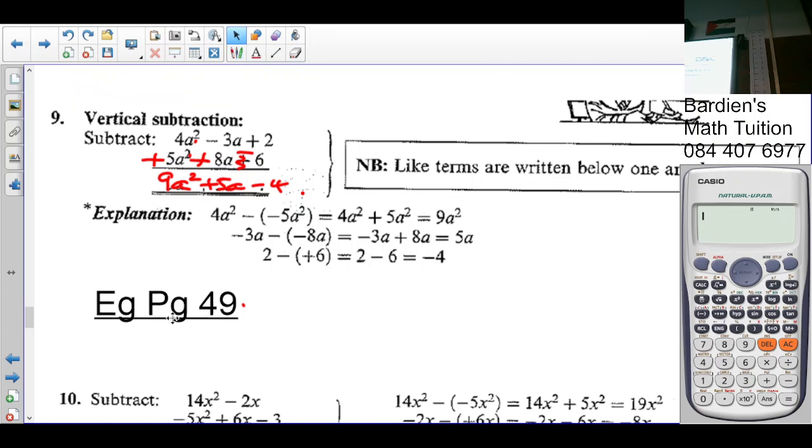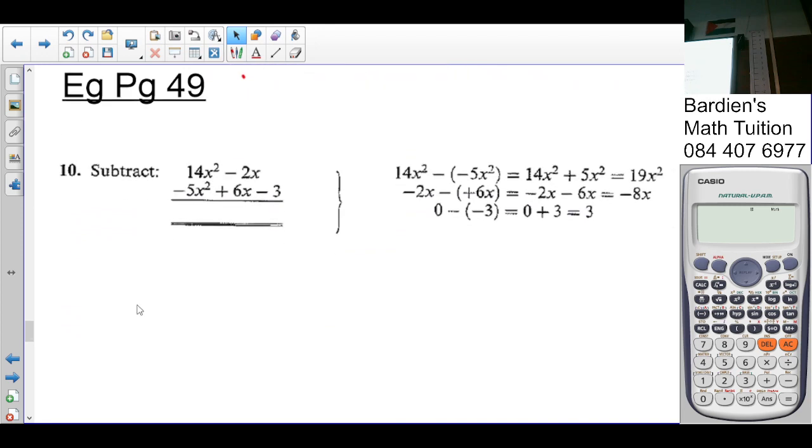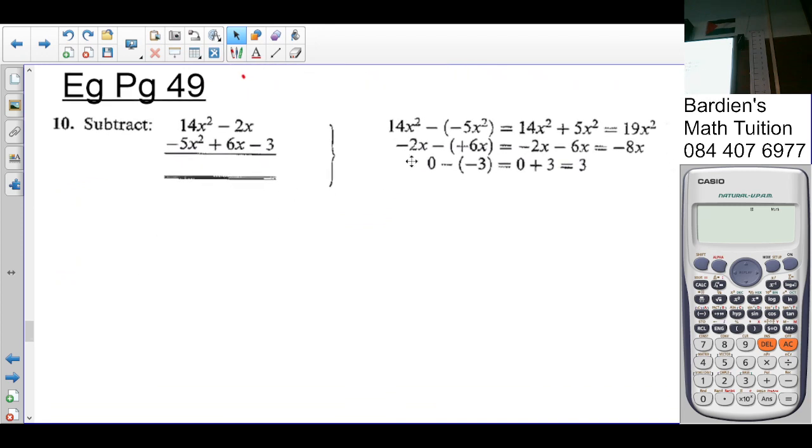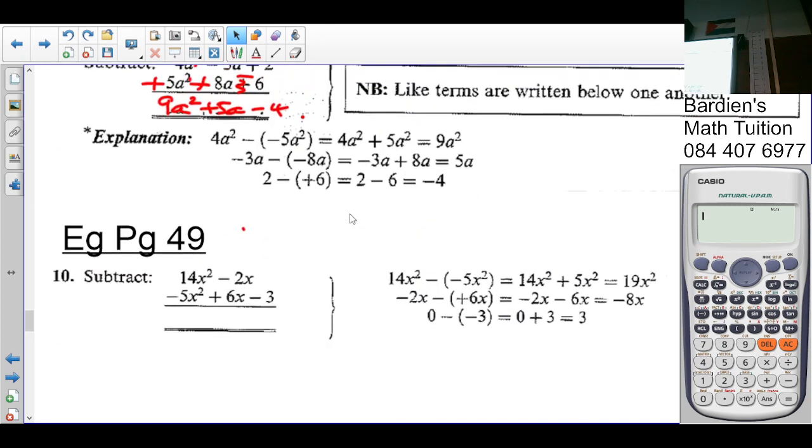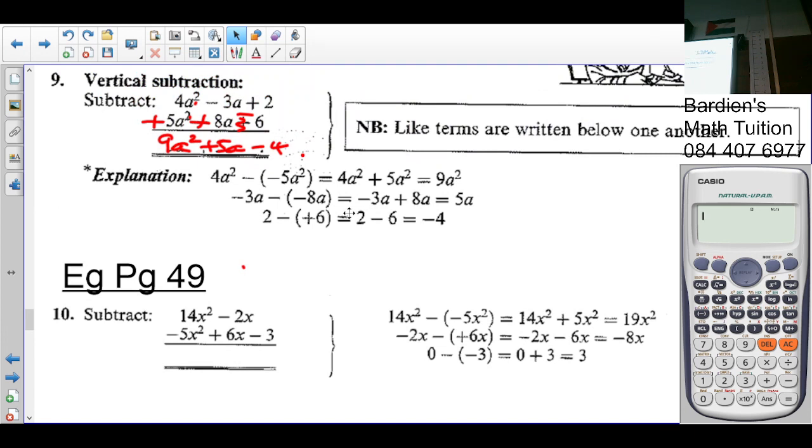Let's go to the next one, number 10. Subtraction, yes? Yeah, because they place the like terms one above the other, one below the other.